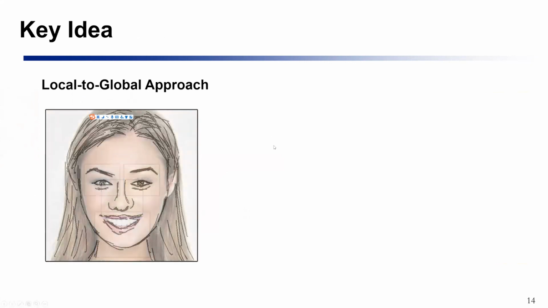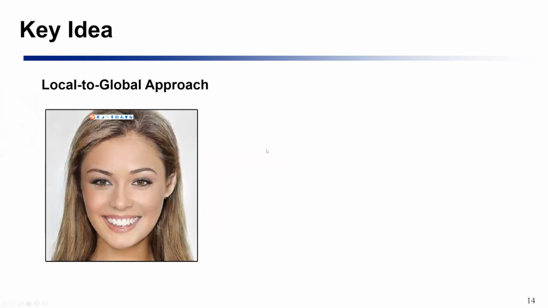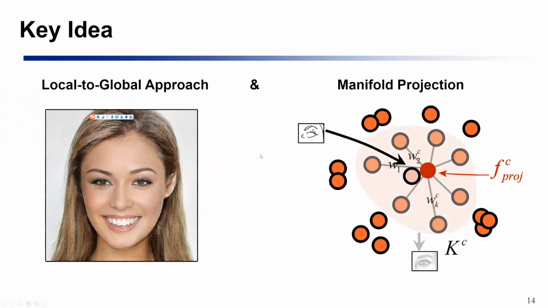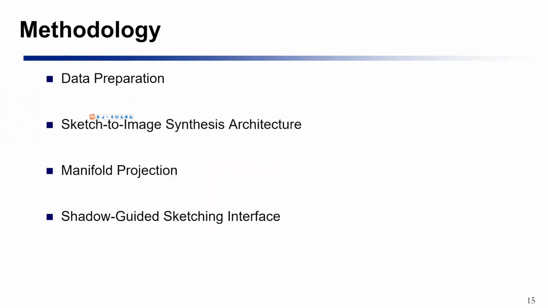The key idea of this method is that we use a local-to-global approach to achieve local detail synthesis and model the shape space of the face components in the image domain to build the sketch manifold. This manifold will help to improve the robustness of the sketch from the hand-drawn sketches. Now let us go over the details of the methodology in this research work.